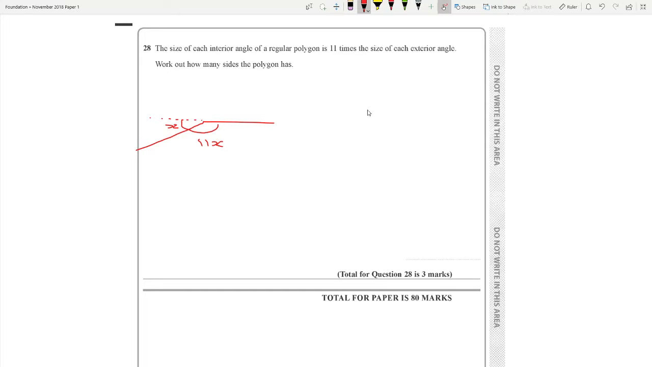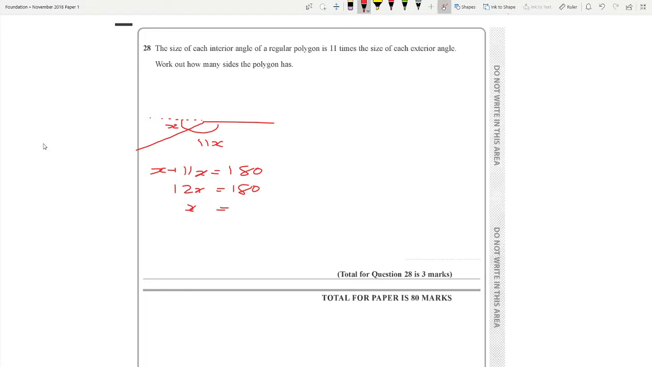Okay, so interior and exterior angles also have to add up to 180. So we've got 1x add 11x, that must add up to 180. So 11x add 1x is 12x, that must equal 180. So therefore divide both sides by 12.